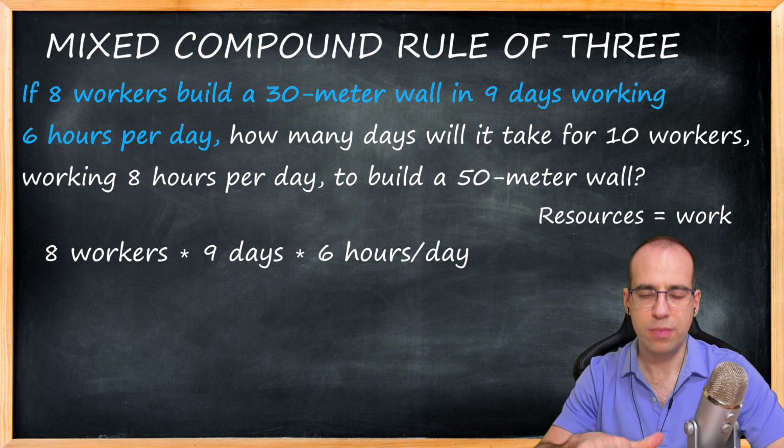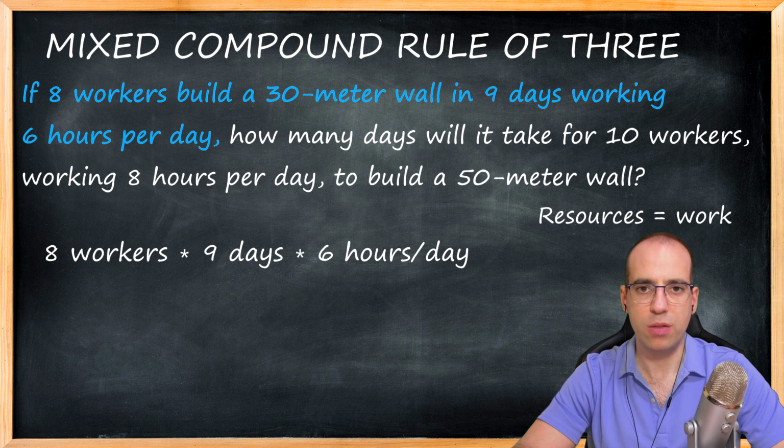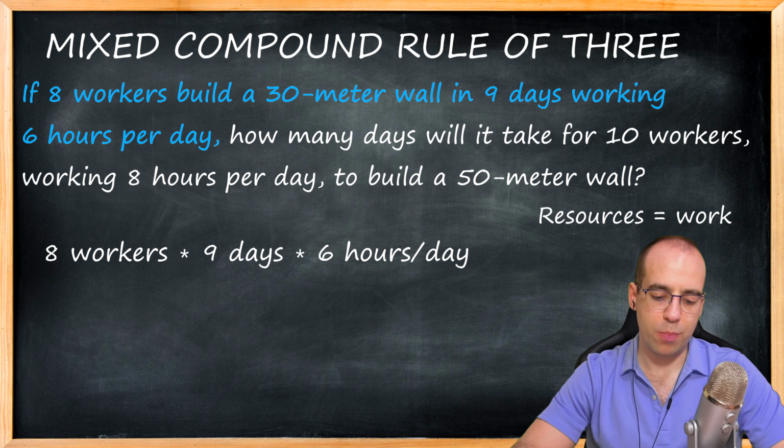Since we're dealing with algebra of magnitudes, how are we going to combine these 3 measurements which are of different dimensional elements? That is, they have different magnitudes. On one hand, we have workers, that's one magnitude. On another, we have days, that's another magnitude. And then we have hours per day, which is yet another magnitude. How do we combine them?